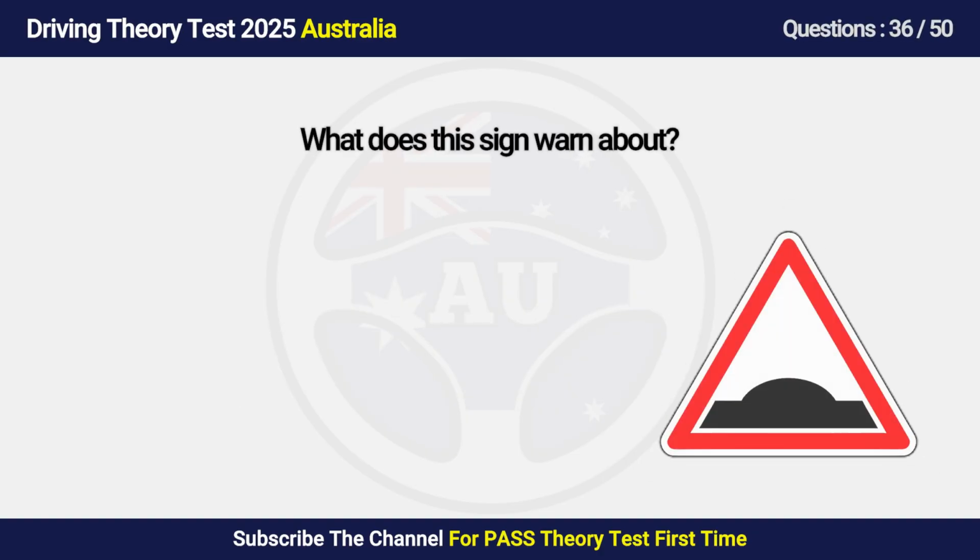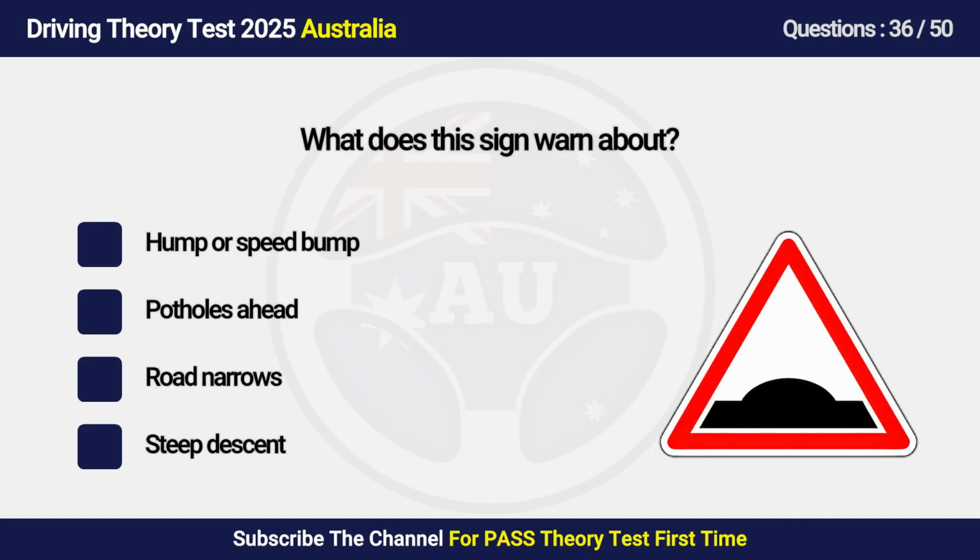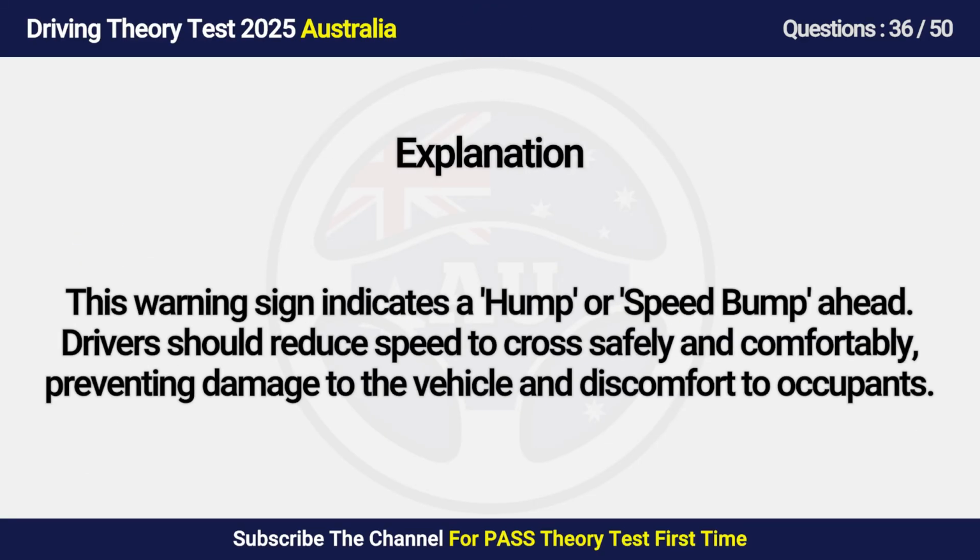Question 36. What does this sign warn about? A. Hump or speed bump ahead. B. Road narrows. C. Steep descent. Answer is A, hump or speed bump. This warning sign indicates a hump or speed bump ahead. Drivers should reduce speed to cross safely and comfortably, preventing damage to the vehicle and discomfort to occupants.